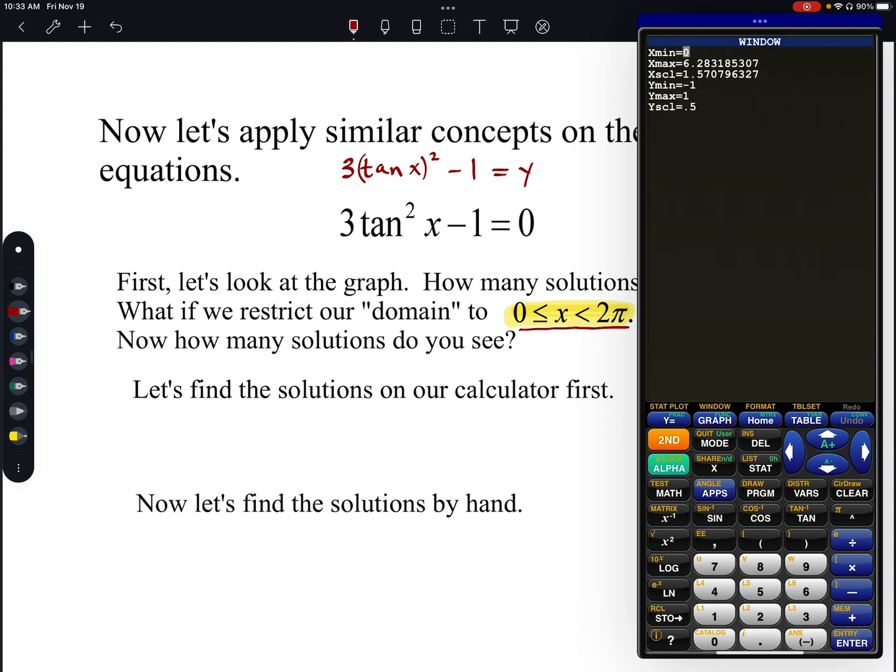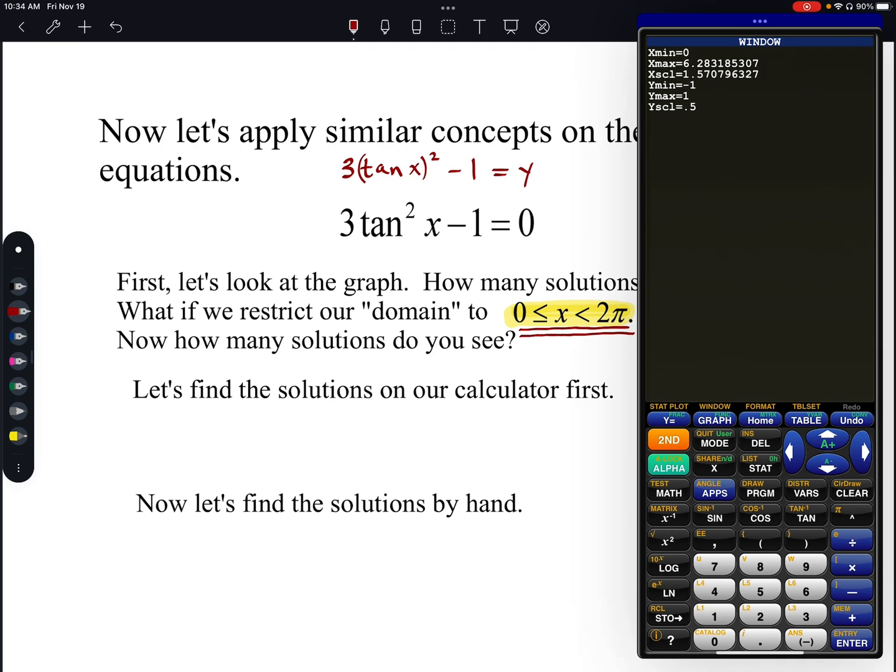Okay, so our window goes from, well, our domain goes from 0 to 2 pi. So for my x-min, that's 0. When you type in 2 pi for the x max, you'll type it in like this, but as soon as you move it down there, it'll convert it to a decimal form. My scale, you'll see I have 1.57. All that is our value of pi over 2, because I like to see it broken into quartiles.